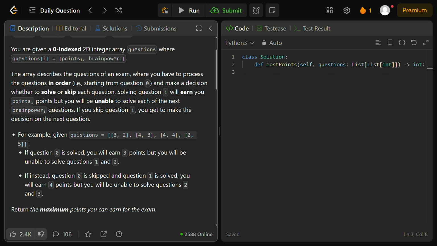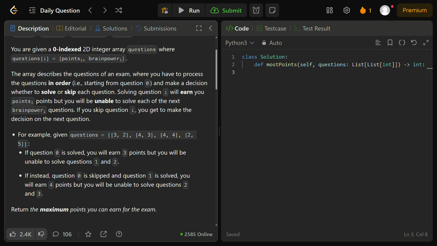Now, off the bat, what does that sound like to you? We have to make a decision or a choice whether to solve or skip each index, if you will. Off the bat, that should sound like a backtracking or recursive approach.